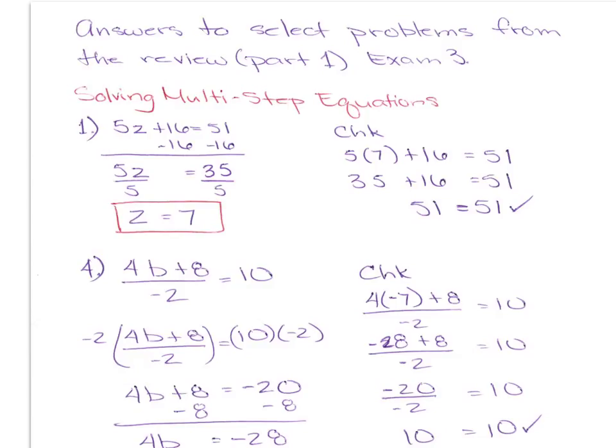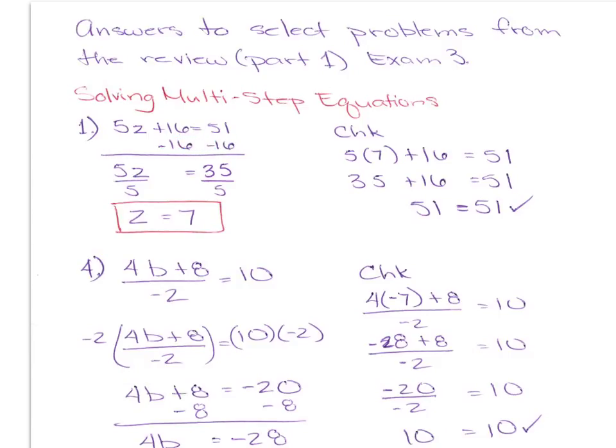So I picked some of the problems there in your review, and I worked out the problems, and then I also checked it so you know exactly how to do solving multi-step equations and how to check your answers. So the first problem we're taking a look at is 5z plus 16 is equal to 51.